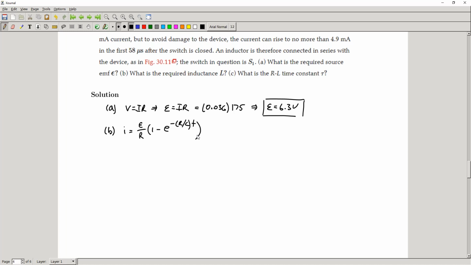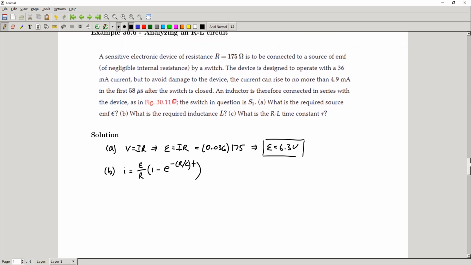We're going to choose the I that we want after t has passed, right? So we're going to have our 58 microseconds, and we want our I to be at 4.9 milliamps at that time. So we're going to substitute in for both of those. Let's remember those are the values we want. We don't want to be putting in a different I here, like we don't want to put in our 36 milliamps at this point. We definitely want to make sure that at 58 microseconds we're only at 4.9 milliamps. So those will be the values we put in.